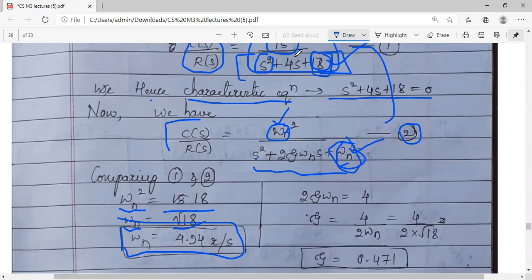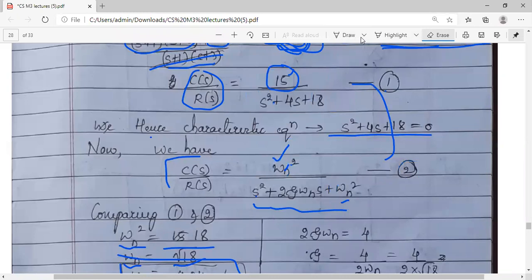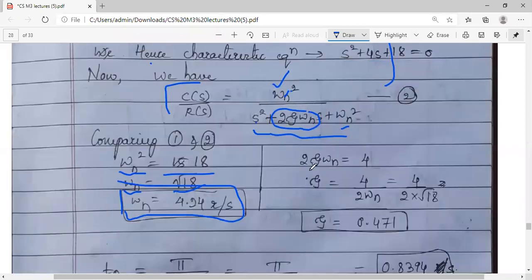Going for the next comparison, in the S polynomial, if you see the characteristic equation in equation 1, the coefficient of S is 4, and here the coefficient of S is 2 zeta WN. Compare that. You can find zeta here. WN we have just got. So what you do? Rearrange this equation, 4 divided by 2 WN, put the value of WN, and you will get zeta. Zeta is a ratio. It is a damping factor, a ratio. It has no unit. You don't put any unit here because it's a comparative value.